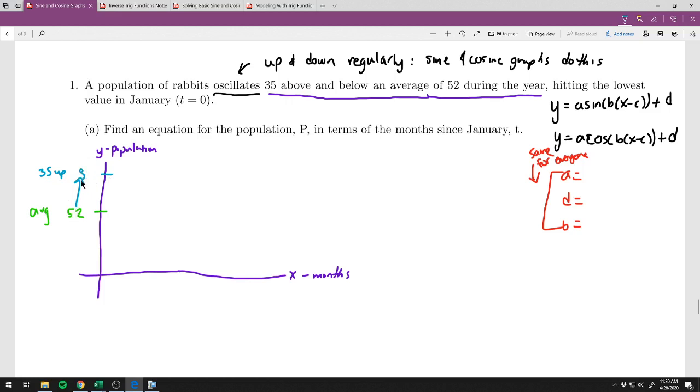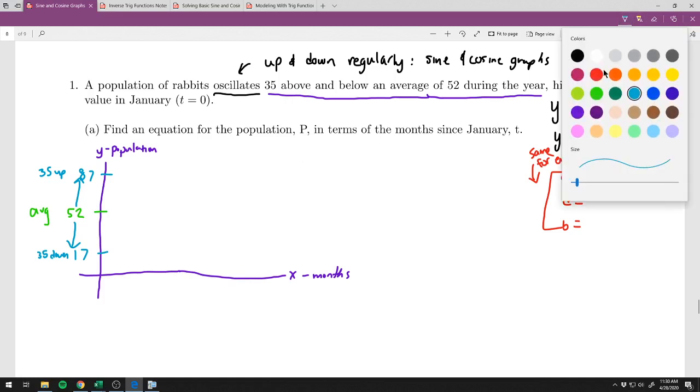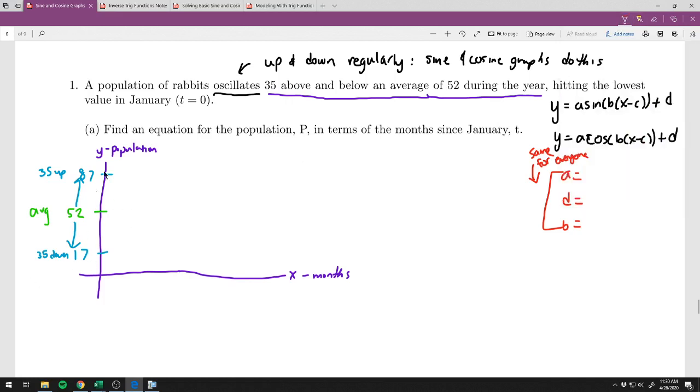35 above 52 is 87. And it's also going to go 35 below 52, which is 17. All right, so what I've got here is, if we were to try to graph this thing after we figured it out, our y range would be 17 to 87. So this would be the bottom of the graph, and this would be the top of the graph.